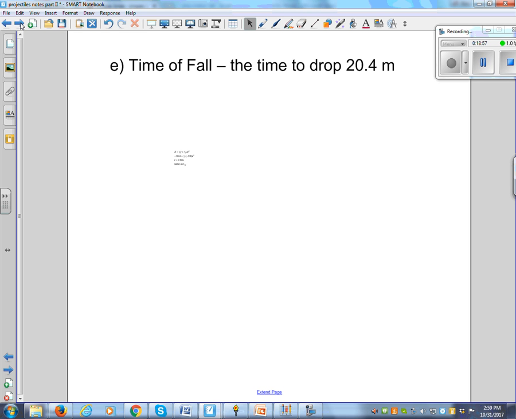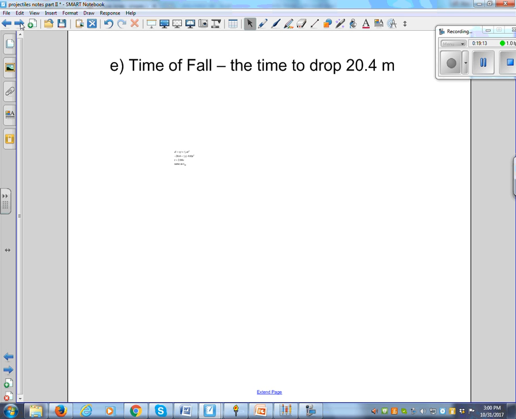How long did it take to go to the top? 2.04. Wouldn't it take the same? Would it be the same, Danielle? Yes, it would. Do you have a reason? Well, the vertical shouldn't change. Well, look at the time of the drop. The acceleration's exactly the same.